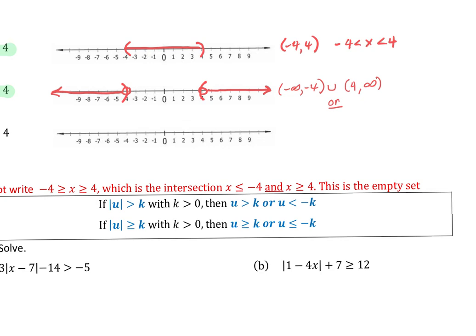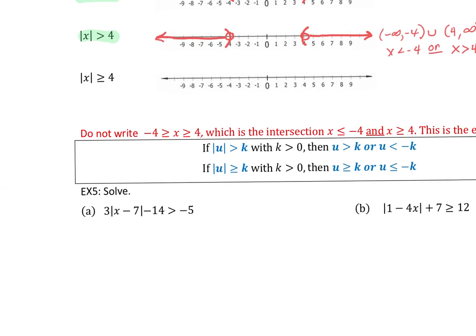Let's translate these intervals to inequalities. The first, negative infinity to negative 4, would be x's less than negative 4. That's how I would describe this. And 4 to infinity would be x's greater than positive 4. I cannot combine this into one inequality. It has to stay separated with or, and we'll discuss that in just a bit.